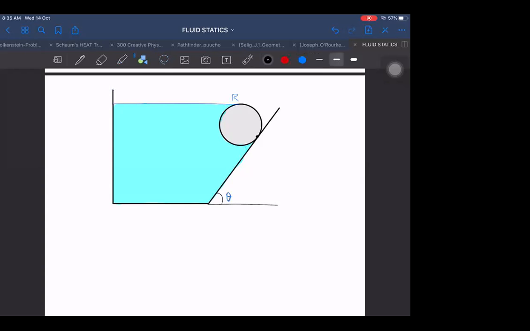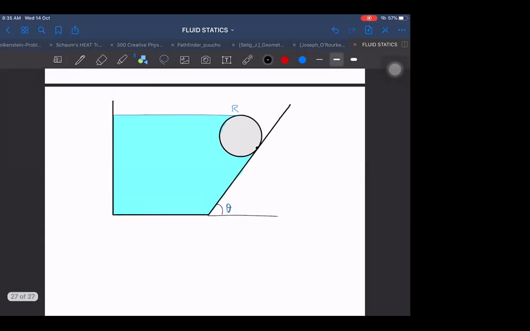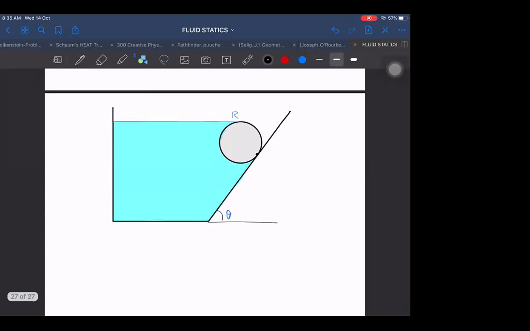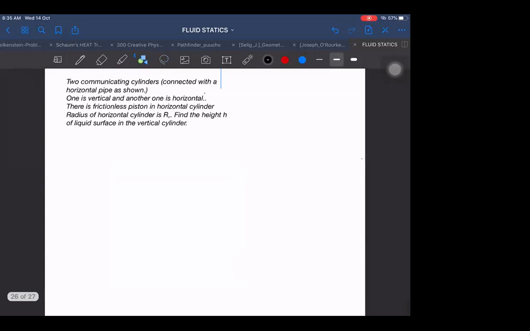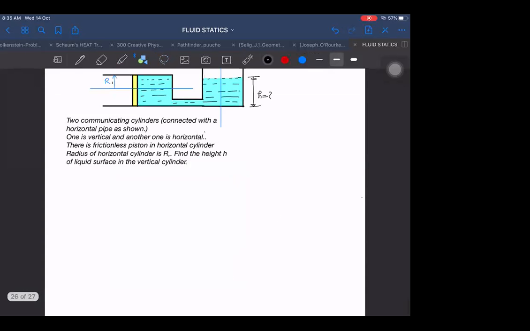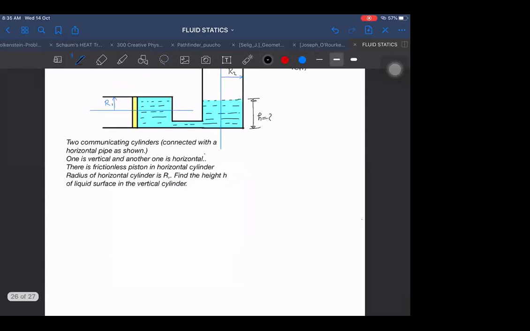Sir, I'm getting the height as R1 into R1 by R2 whole square. You are doing it wrong, because it is a closed part here.